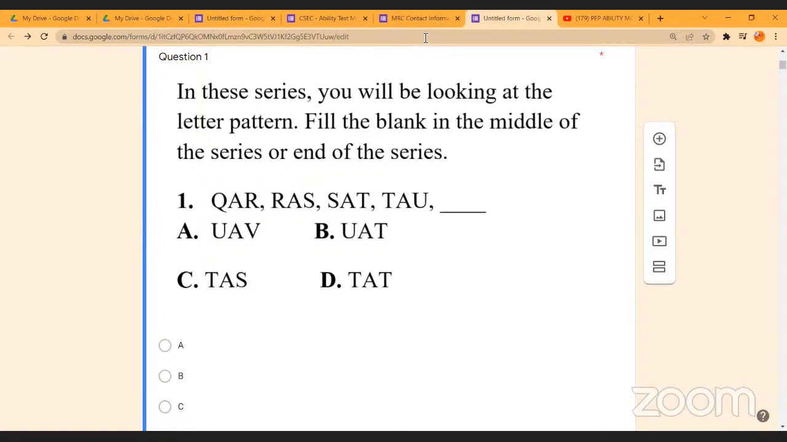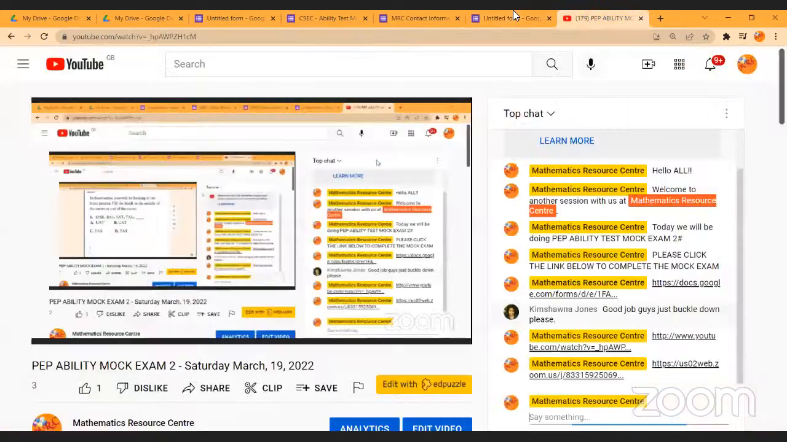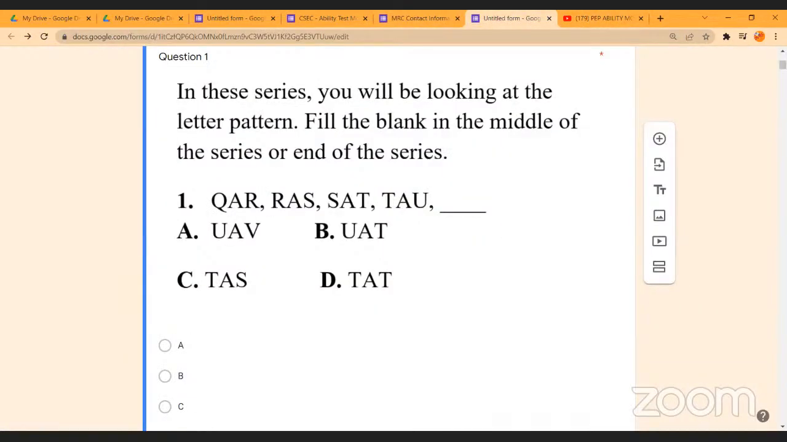Okay. So continue. Tell me what you see there. QAR. RAS. SAT. And TAU. All right. What's the answer?